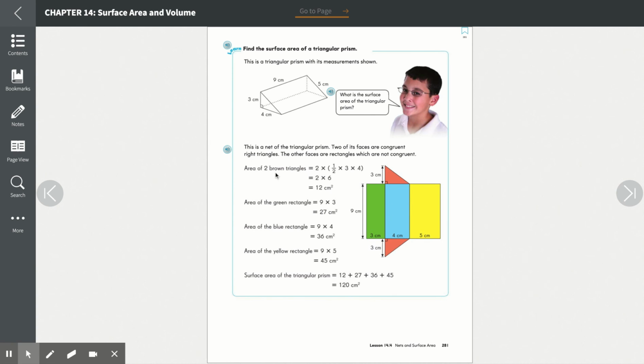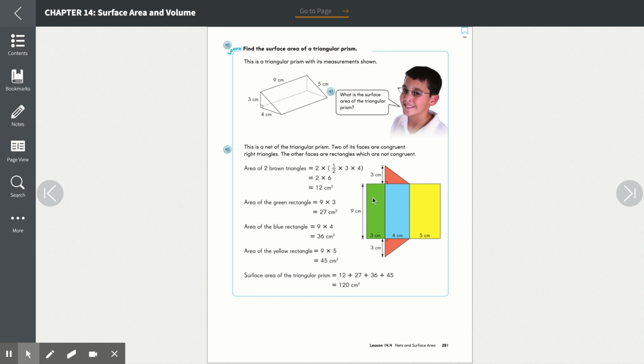So the area of the two brown triangles is 2 times a half times 3 times 4, because remember that for the area of a triangle, it's half times base times height. So we know that 3 times 4 is 12, and half of that is 6. So this part in the parentheses, 12 times a half, is 6. So 2 times 6 equals 12 centimeters squared. So that's the area of the two brown triangles.